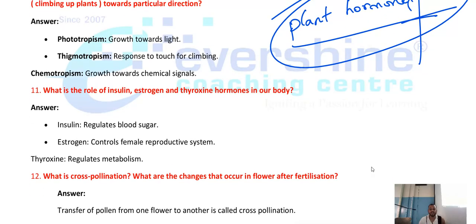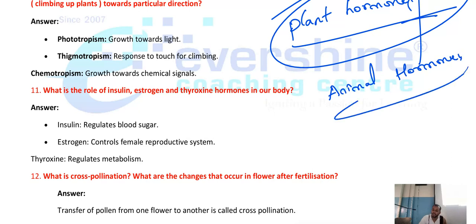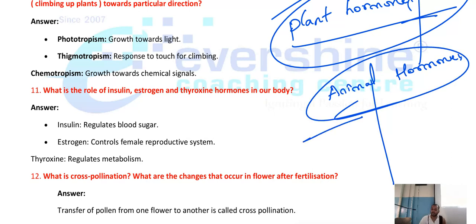Next, what is the role of insulin, estrogen, thyroxine hormones? These all are animal hormones. Again, make a chart, make one table, please keep it ready. These are the compulsory topics, you can expect a question. Write the names of all the animal hormones and write their functions. Functions are nothing but roles.